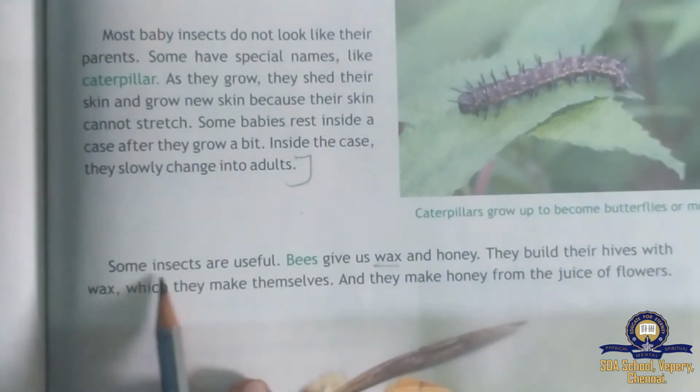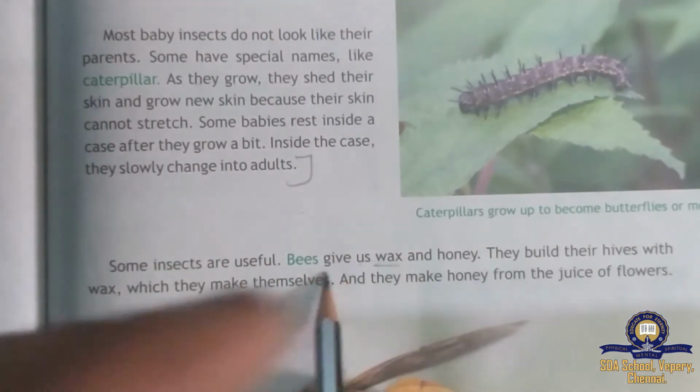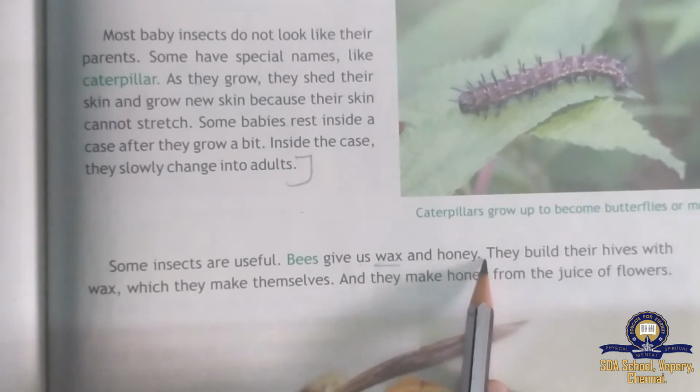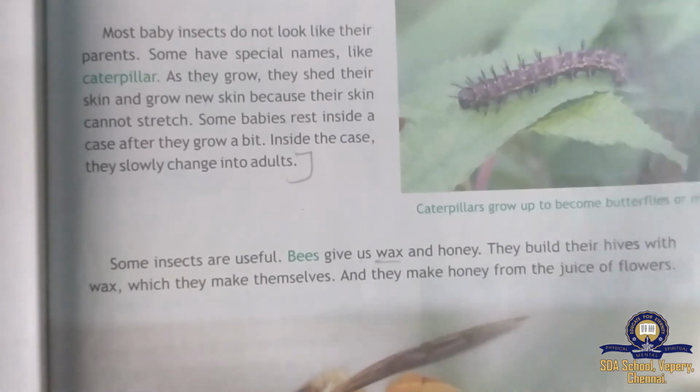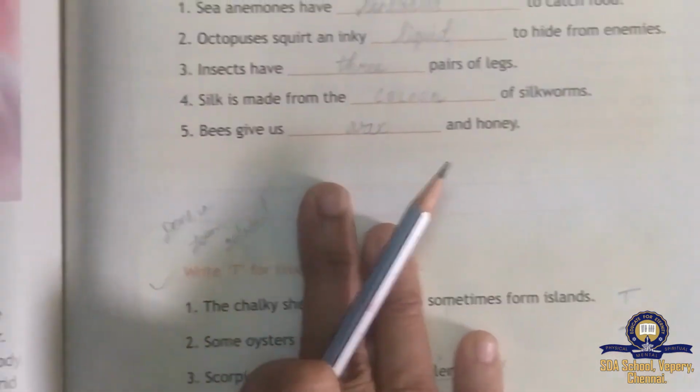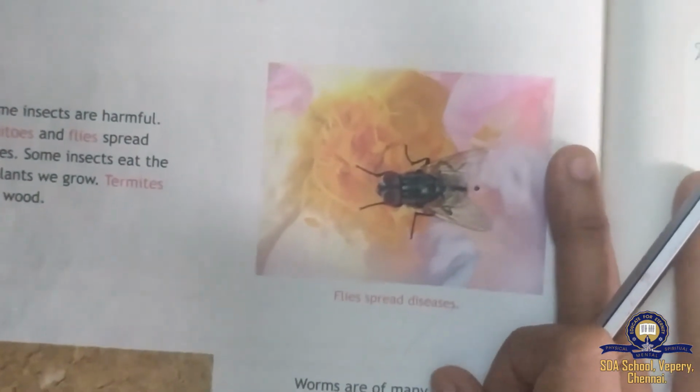Next, we move on to the bees. What do bees give us? Honey bees. Bees give us wax and honey, and they build their hives with the wax which they make themselves. They make honey from the juice of flowers. How do they make the honey? From the juice of the flowers. Next we move on to silkworm.